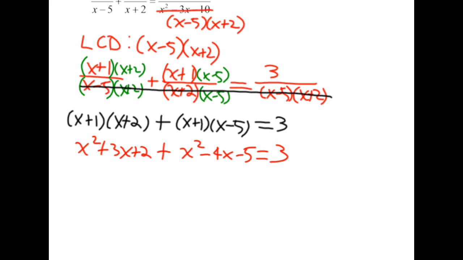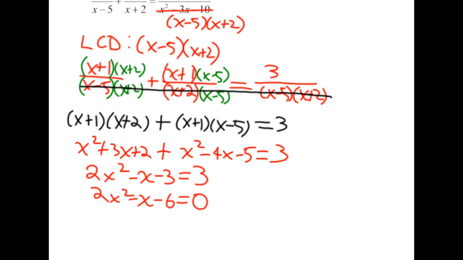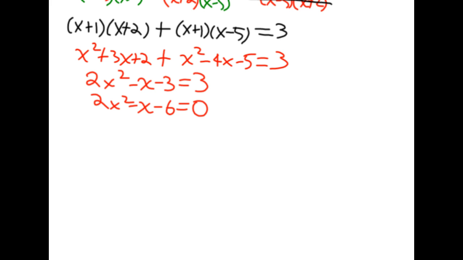That's a quadratic, so I need to combine my like terms. I get 2x squared minus x minus 3 equals 3. Subtracting the 3 across, I get 2x squared minus x minus 6 equals 0. And then I hope that this guy factors. If he wouldn't factor, I'd have to either complete the square or use the quadratic formula. Well, lo and behold, he does factor into a nice and tidy, let's see here, what multiplies to give me negative 12 and adds to give me negative 1? Negative 4 and positive 3, so that becomes x minus 2 and 2x plus 3.